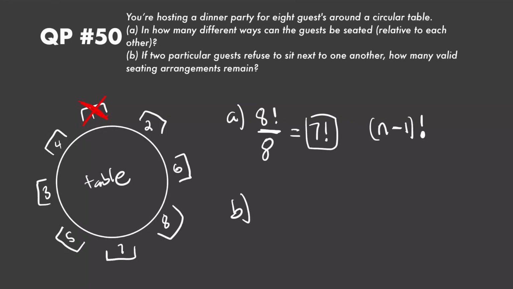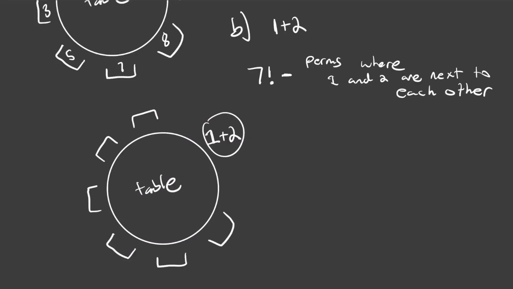So in part B, let's just assume that guests 1 and 2 don't want to sit next to each other. So how many permutations are there where they do not sit next to each other? To do that, we can just take the total number of permutations, 7 factorial, and subtract off the cases where 1 and 2 are next to each other. So let's force 1 and 2 to sit next to each other, basically by creating this little blob here. So now essentially we have 7 elements around this table. We need to calculate the number of permutations.